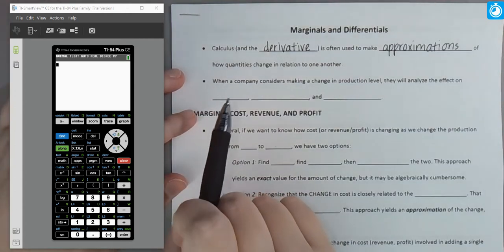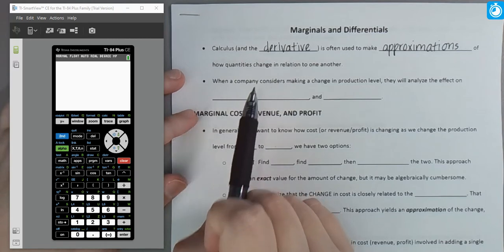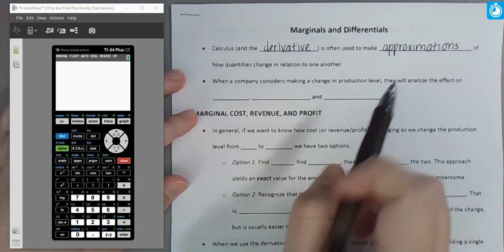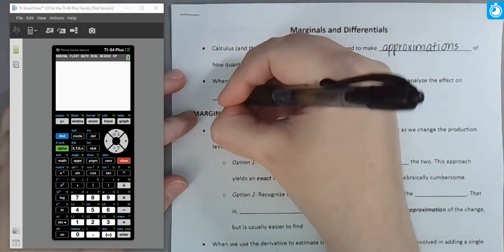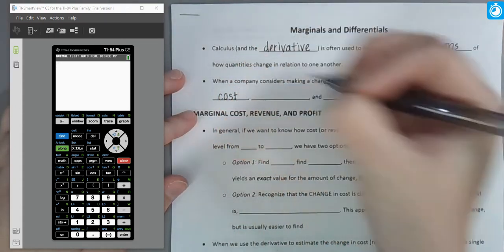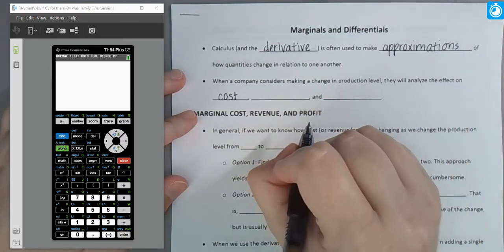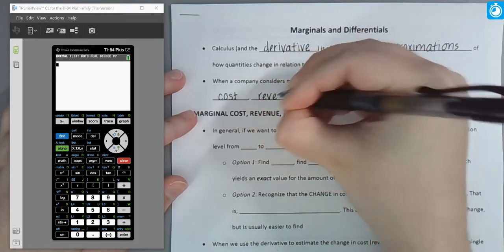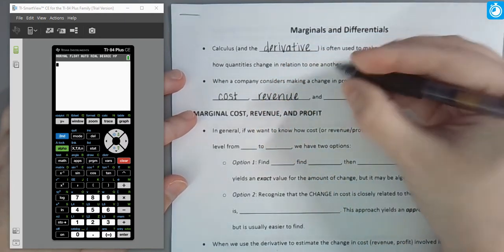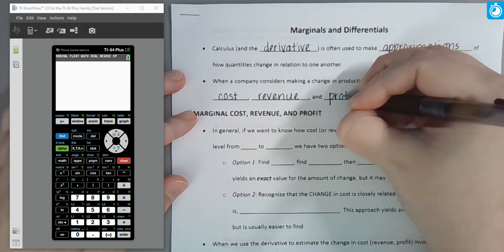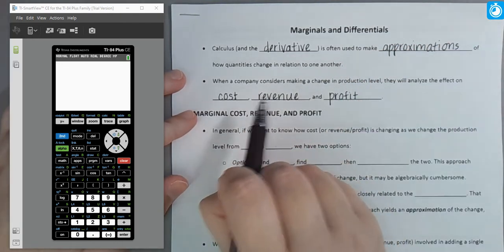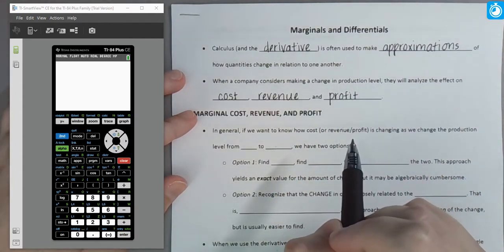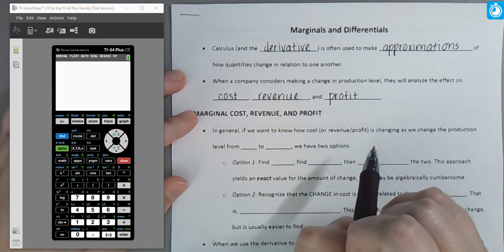So let's talk about an application first. When a company, for instance, considers making a change in production level, how much they produce and sell, they'll typically analyze the effect on cost, how much it's going to cost to foreseeably increase production level, the change in revenue, if they could expect to make more, and then most importantly, the change in profit, the bottom line. Do the gains in revenue offset the gains in cost? If so, then the profit is benefited and it may be beneficial to increase the production level.